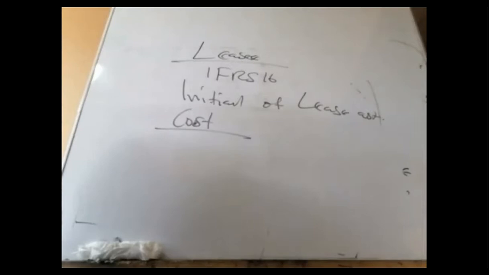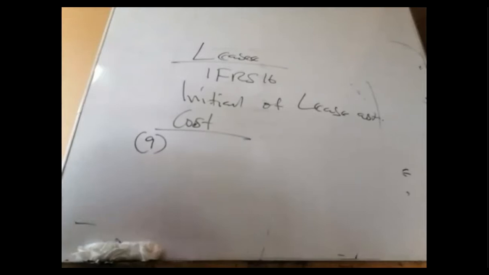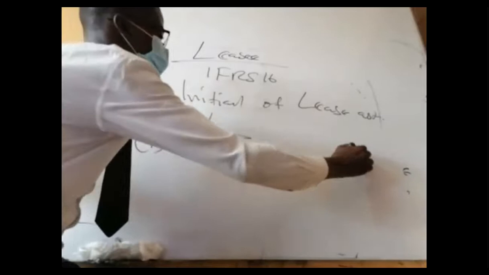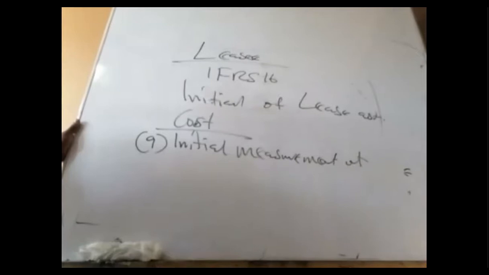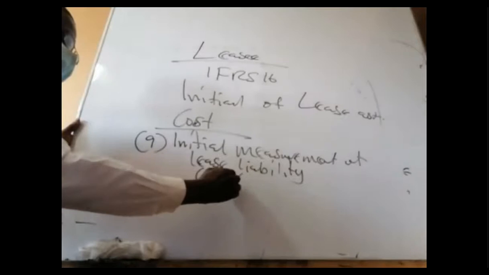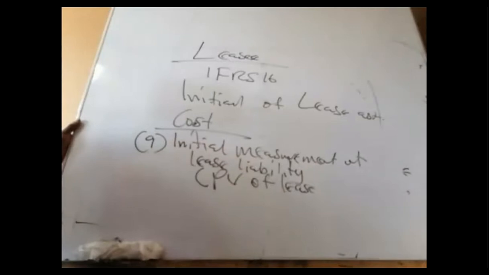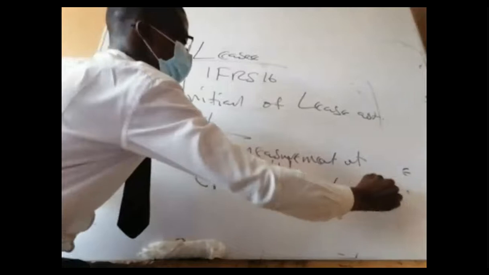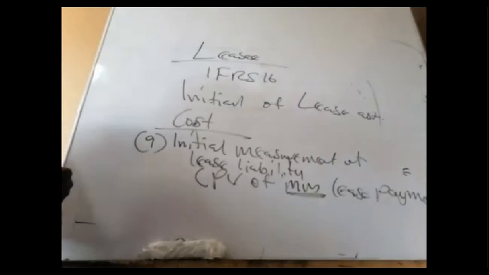So the first component, number one, is what? The amount of the initial measurement of the lease liability. That's the present value of the lease liability. Tell the examiner this is the same as the present value of lease obligation, or the present value of minimum lease payment. So present value of minimum lease payment, no shortcut in the exam. And that's the first item.